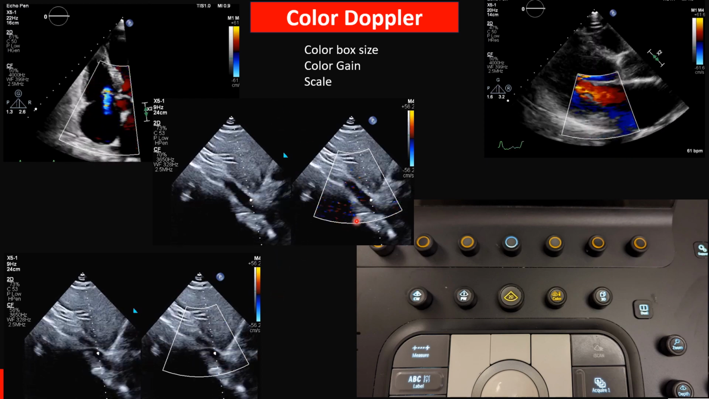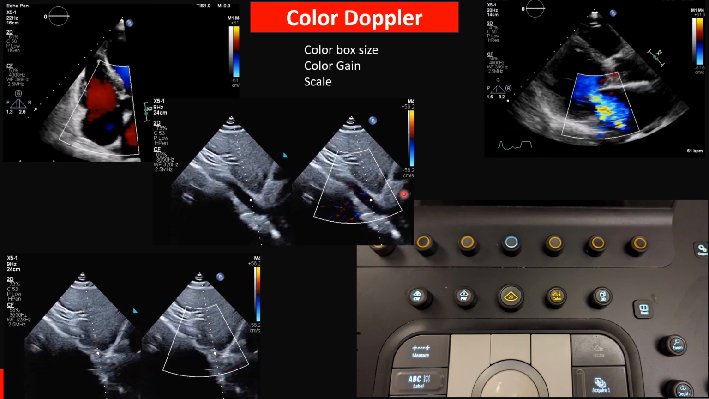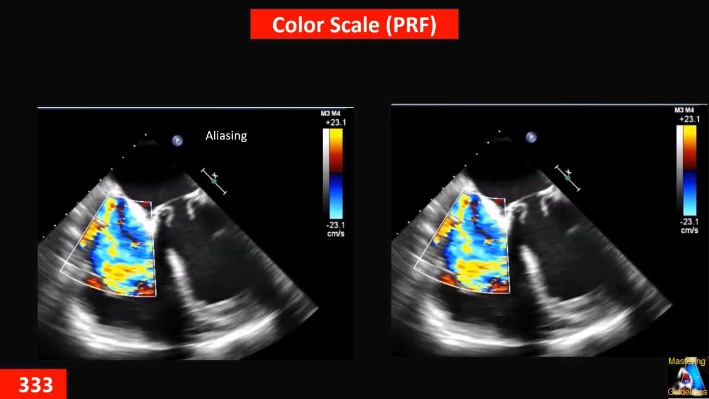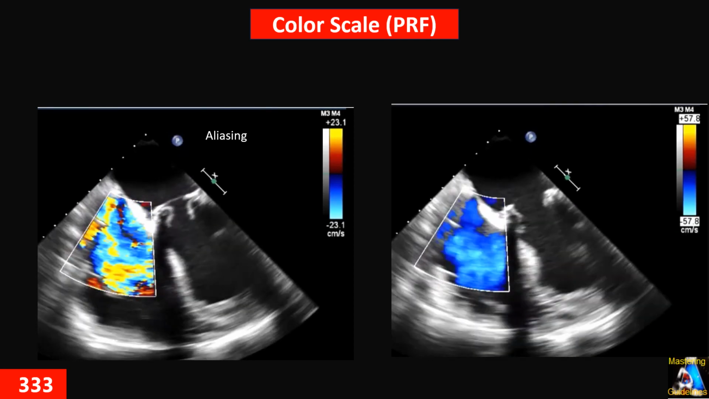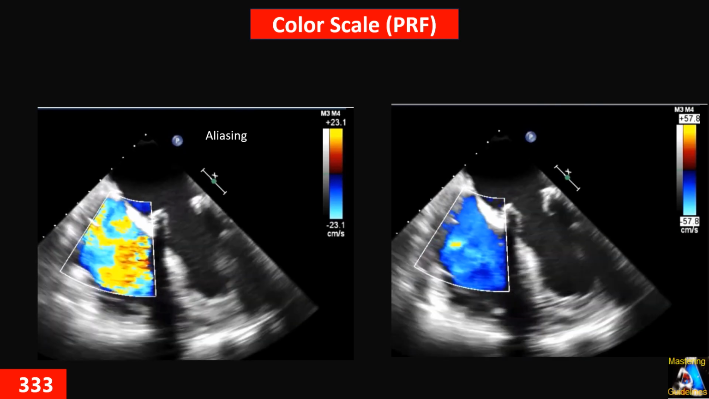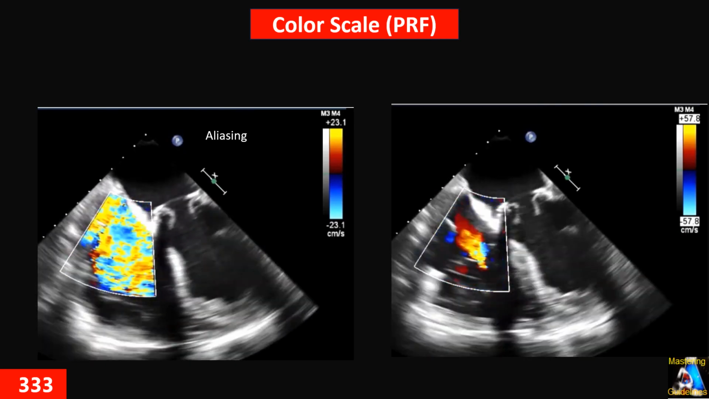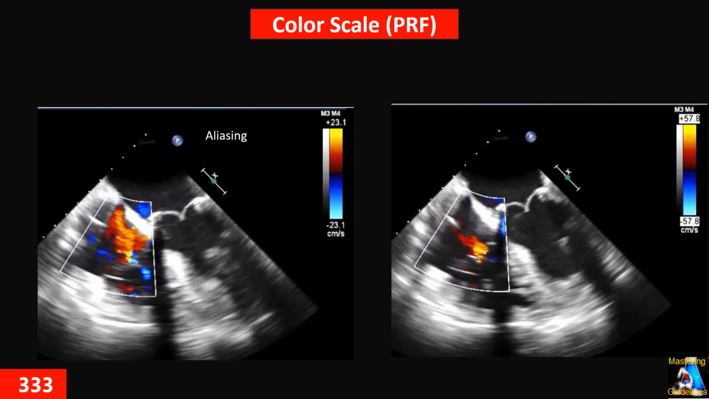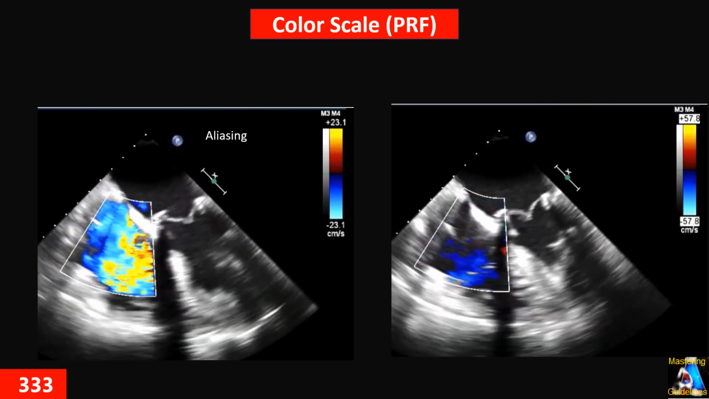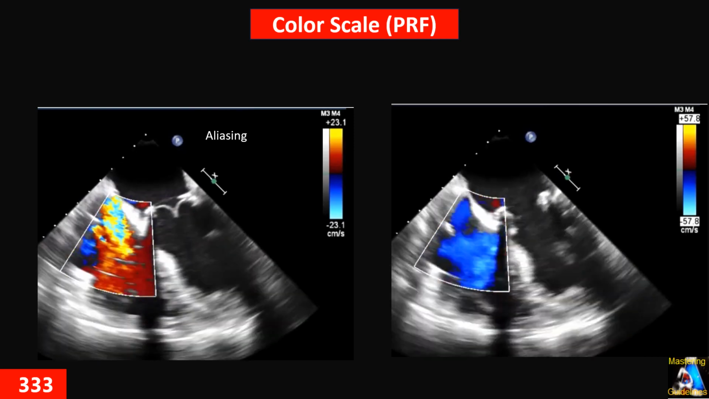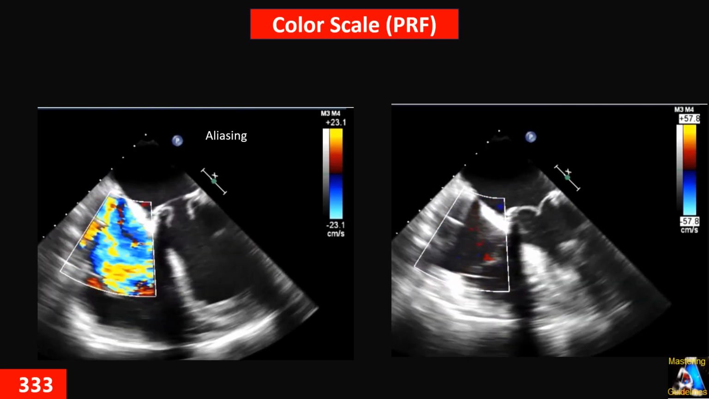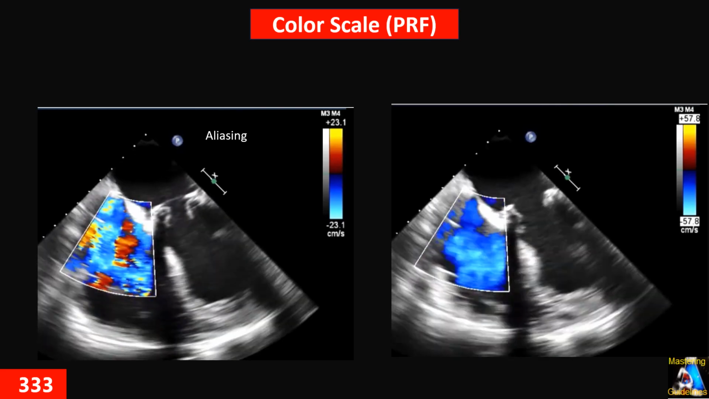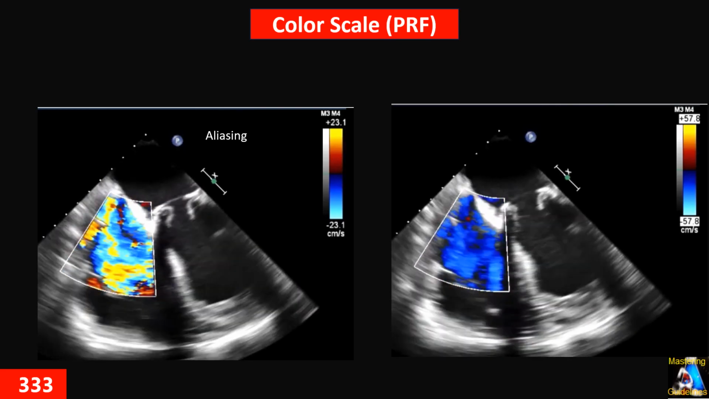After that, we go for the color scale or PRF. Color scale or PRF for the color Doppler is very important and has a very important role in the evaluation of all blood flow inside of the heart. For echocardiography, inside of the heart, big vessels and valves, the PRF or color scale should be around 50 to 60, average 55 centimeters per second.